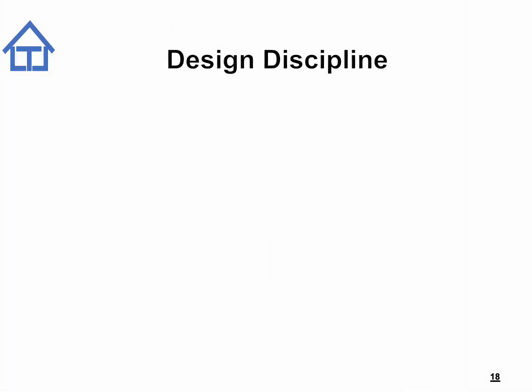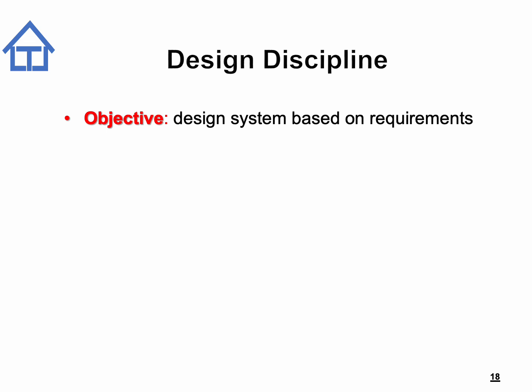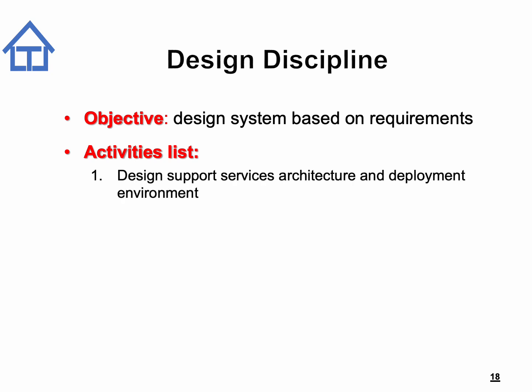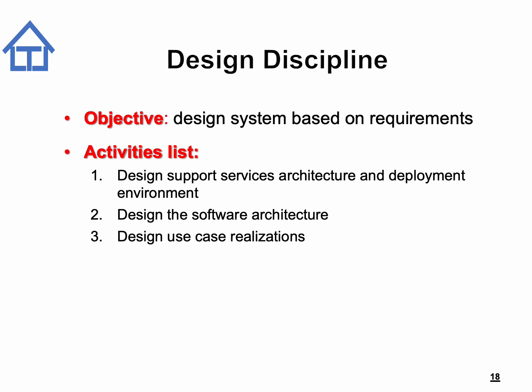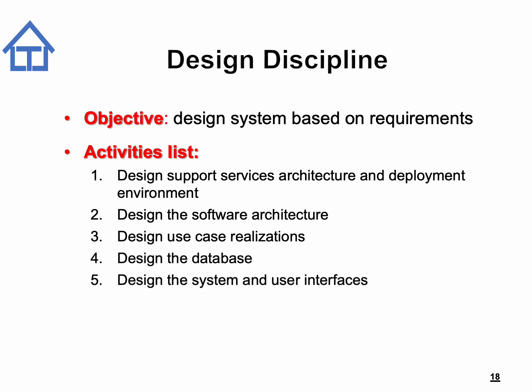The design discipline. The objective of this discipline is to design the system based on the requirements identified in the requirement discipline. The activities included in this discipline are design support services architecture and deployment environment, design the software architecture, design use case realizations, design the database, design the system and user interfaces, and design the system security and controls.